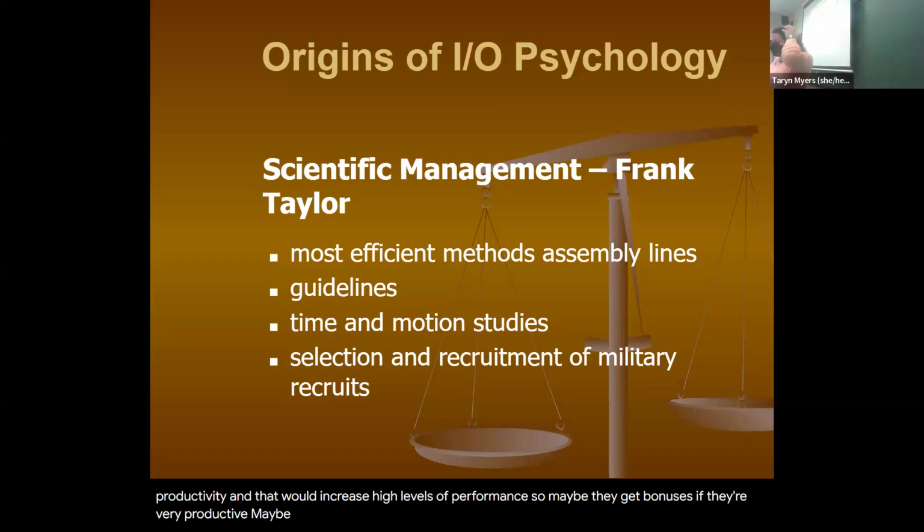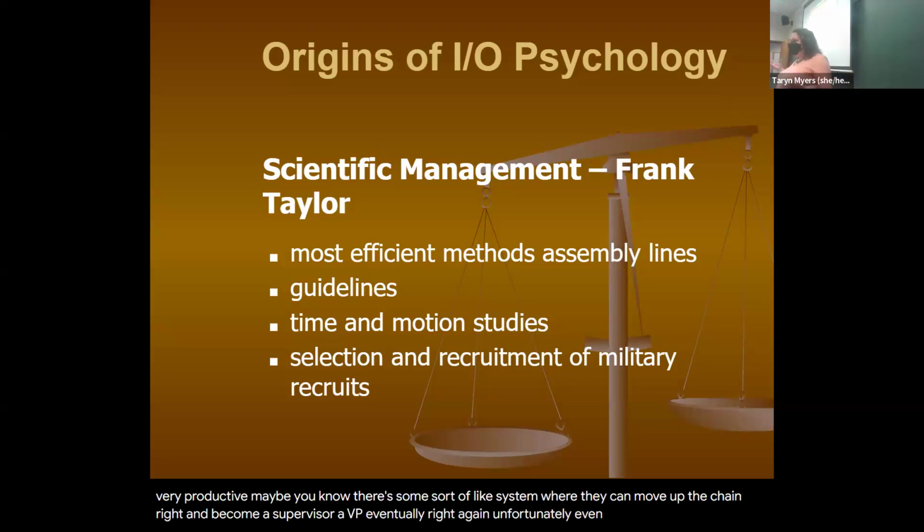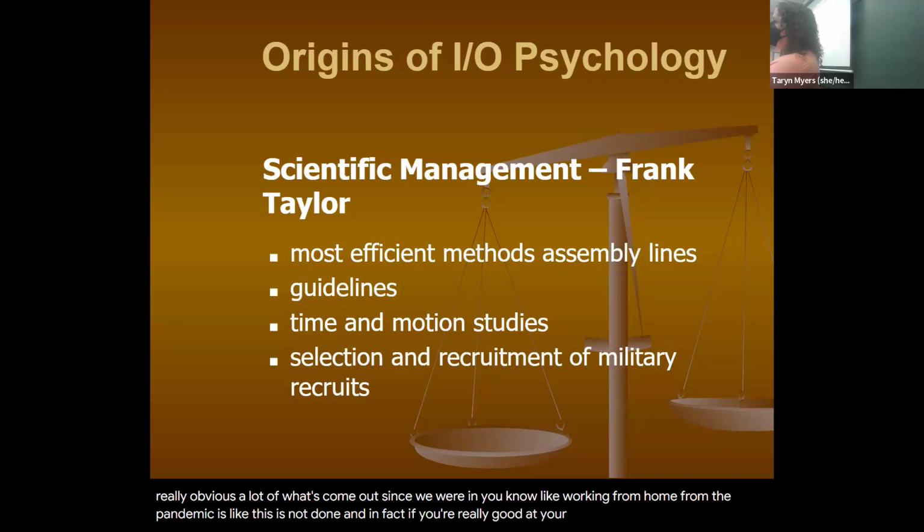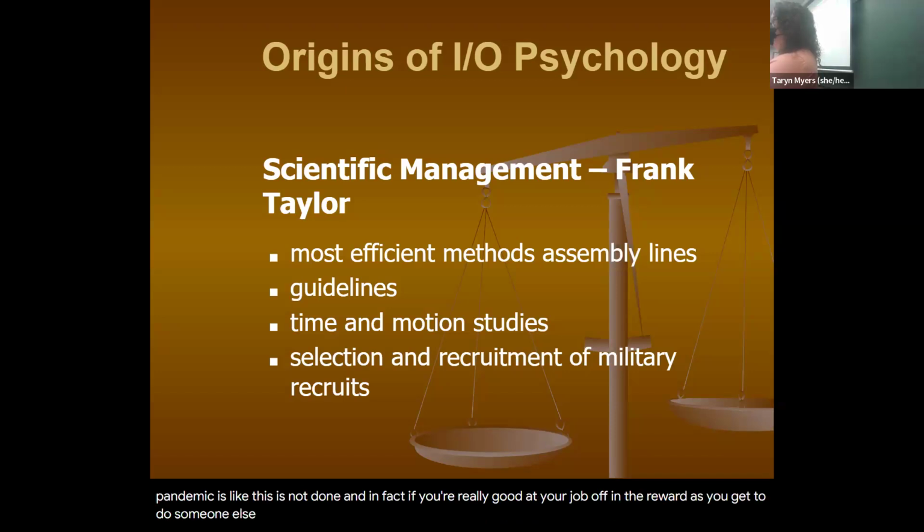Maybe there's some sort of system where they can move up the chain and become a supervisor, a VP eventually, right? Again, unfortunately, even though this one seems really obvious, a lot of what's come out since we were working from home during the pandemic is that this is not done. In fact, if you're really good at your job, often the reward is you get to do someone else's job too, right? You get more work because you're good at it, but not extra pay.